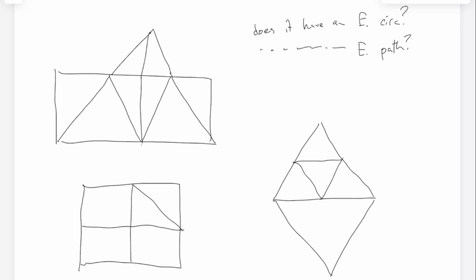Circuit, yeah, circuit is when they're all even. Path is when they're all even except for two. All right, this is not the same as mine. But for each of these graphs, you should be answering two different questions. Don't just say one yes or one no. It's, does it have an Euler circuit, yes or no? And also, does it have an Euler path, yes or no? Okay?